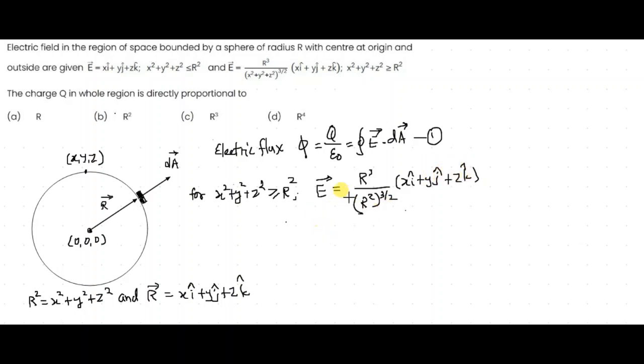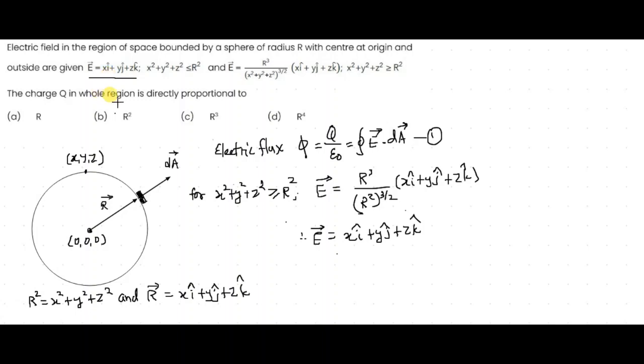Now this is going to cancel, this is r cube and this denominator will also be r cube, and what I am getting is electric field on the surface, because I am taking x square plus y square plus z square equal to r square. So it indicates that I am talking about the surface. So electric field on the surface comes out to be xi plus yj plus zk. And the same thing is seen here, you can see, right? E is equal to xi plus yj plus zk.